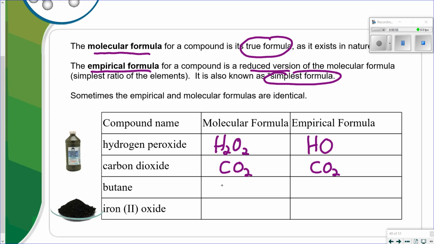That's its molecular formula. Its empirical formula happens to be the same, CO2, because 1 and 2 will not reduce any further. Butane is actually C4H10. That's what it is actually. The empirical formula is its reduced form. So what number will go into 4 and 10? It will be 2, so it will be C2H5. Iron(II) oxide is FeO. That's the molecular formula. And the empirical formula happens to be the same, FeO.